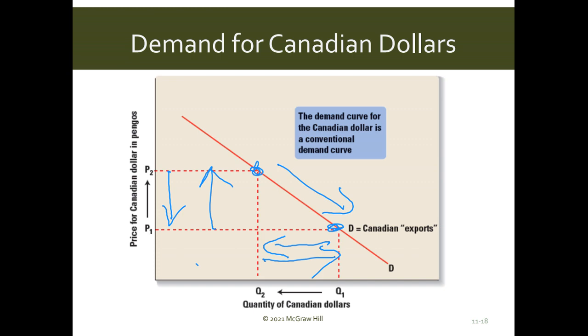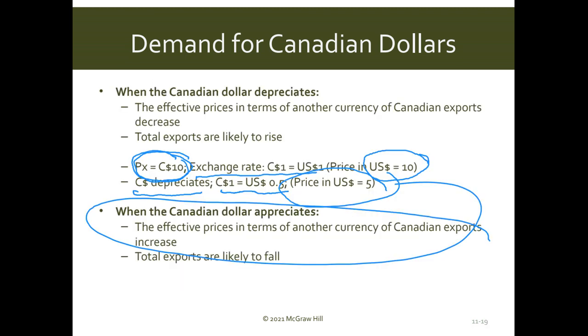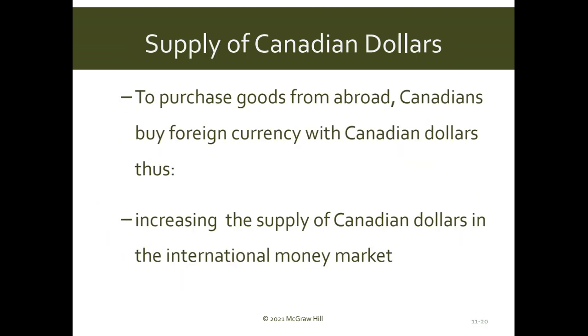Okay, so this is exports demand curve, or demand for Canadian dollar. And remember the price of Canadian dollar in another currency. Remember this. Supply of Canadian dollars. If you import more, it means you are supplying more Canadian dollars in the foreign exchange market. To purchase goods from abroad, Canadians buy foreign currency with Canadian dollars. So increasing the supply of Canadian dollars in the international money market. So you are basically supplying more.